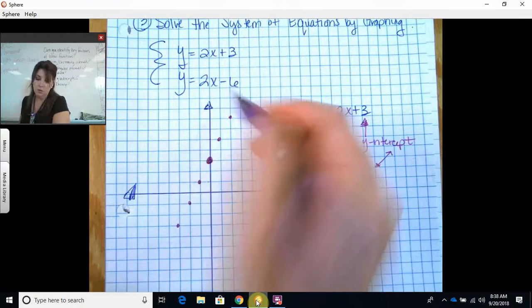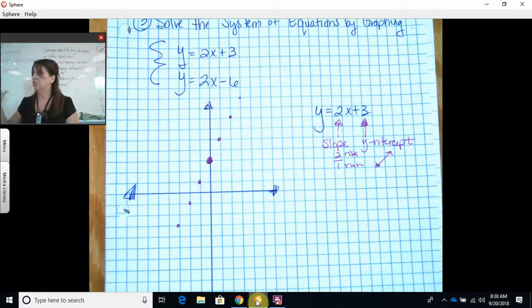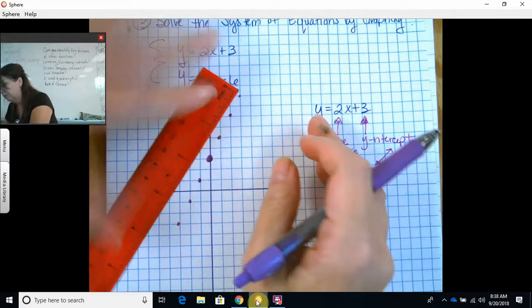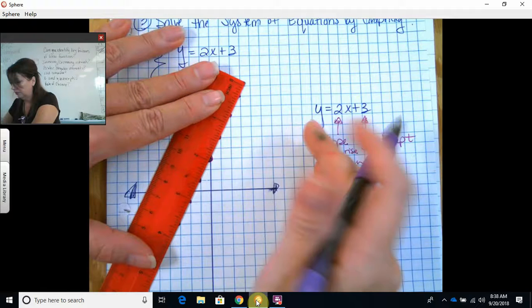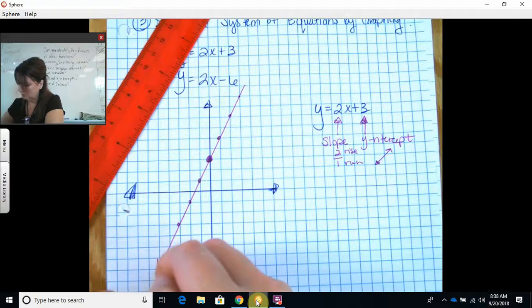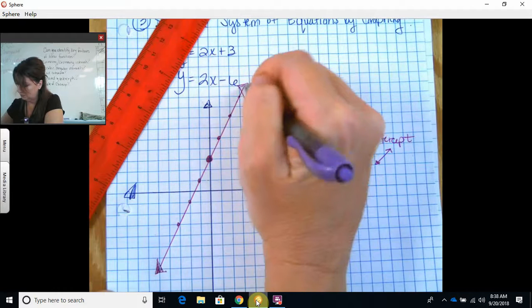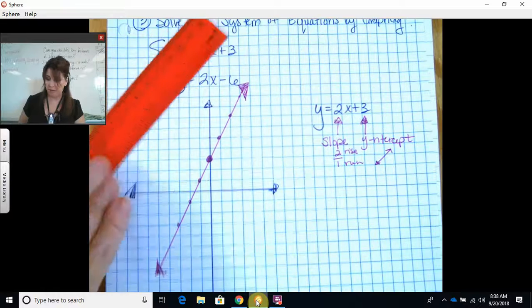And I know you only need 2 points to make a line, but when I want to know exactly where they cross, a lot of times I'm going to put even more points just to be more accurate. You may have questions about that one.